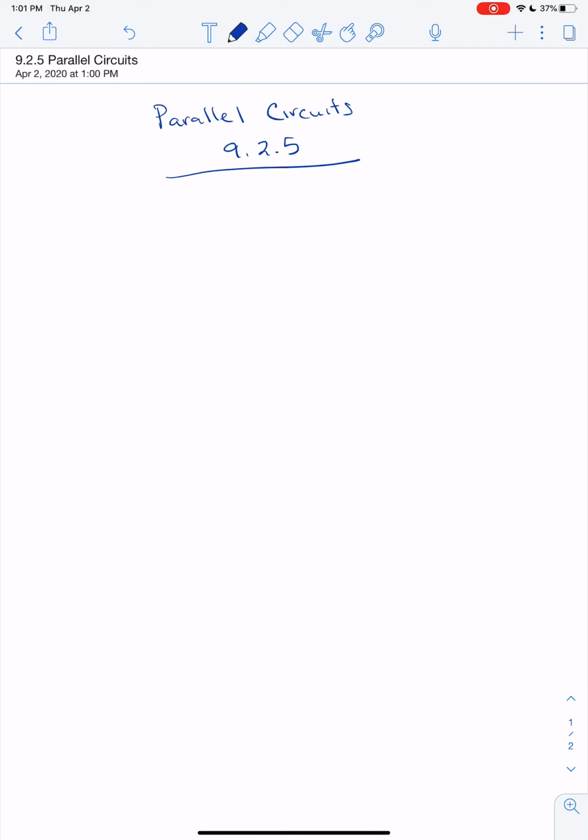Hi everybody. In this video I'm going to go over study section 9.2.5 and I'm really going to focus on how to solve problems involving parallel circuits. Okay, so parallel circuits are something that look like this. We have our voltage source and we have some resistors and they are in parallel.